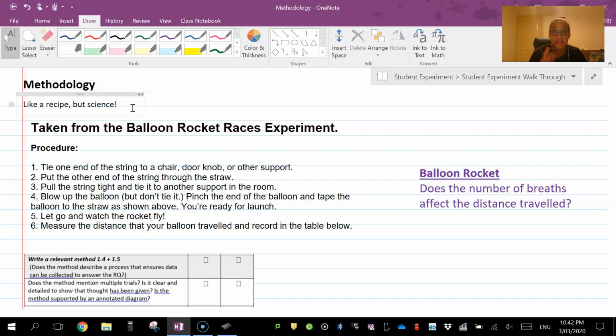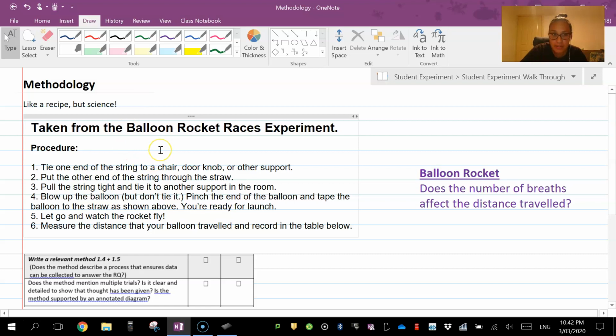How do you write that effectively so that your method links back to your research question? It shows how you can acquire the data to answer your research question. So if we have a look here at our balloon rocket race experiment, that's the experiment taken straight from the one that we did in class. And then you have a balloon rocket. So that's our research question: does the number of breaths affect the distance traveled?